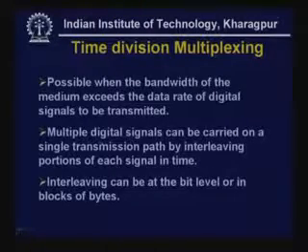Here, multiple digital signals can be carried on a single transmission path by interleaving portions of each signal in time. So, we shall interleave different signals one after the other and send them through the medium. Interleaving can be done at the bit level or in blocks of bytes. At the bit level, it could be one bit of one signal, a second bit of another signal, a third bit of another signal, and so on. Or interleaving can be done in terms of blocks of bytes.